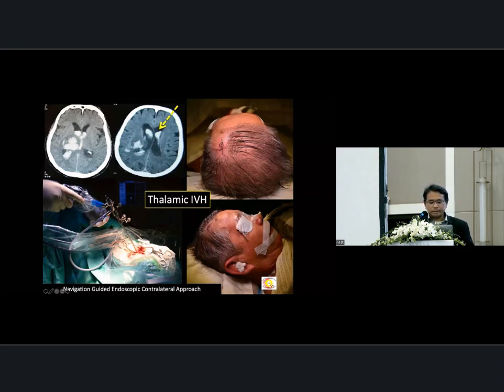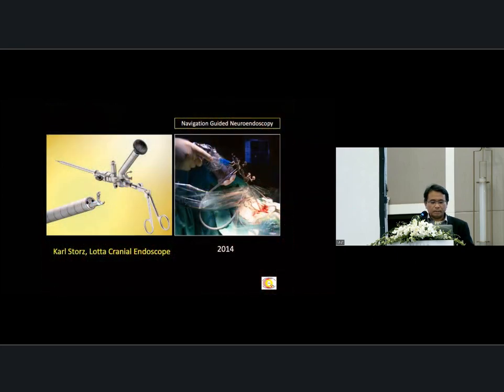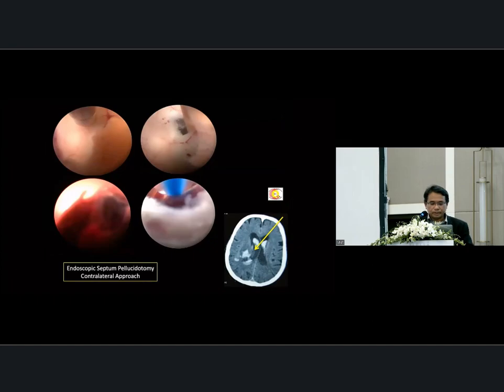The site of insertion same, pre-coronal hole, so that same site that you can use for ETV. So I use LOTA, because LOTA has a larger diameter. If you use MINOP, the working channel is too small. So LOTA has a larger diameter. They can use a bigger suction, and you can use a bigger grasper. So this is the concept.